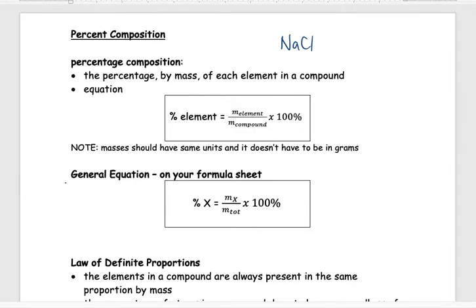Overall, there is a general equation, the one on the back of your formula sheet. Percent X equals mass of X divided by mass of total times 100%. So you're taking the mass of the specific item you're looking for the percentage of, dividing it by the total mass of the substance, and then multiplying by 100, okay?